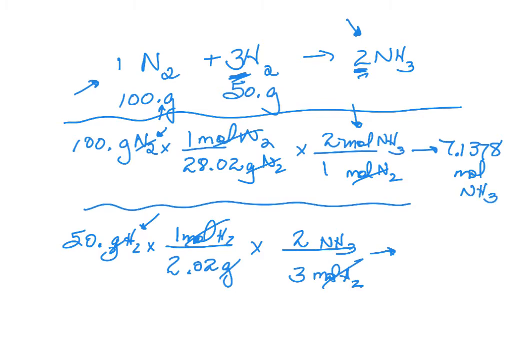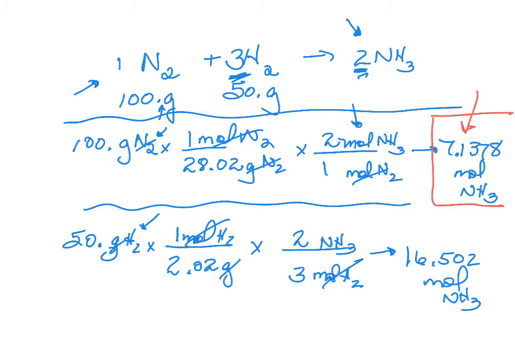Let's see how much the 50 grams of hydrogen can make. Ooh, that can make 16. And again, I'm just putting extra digits for now, okay? All right, so what is my limiting reactant? It's the one that makes the least amount of product.